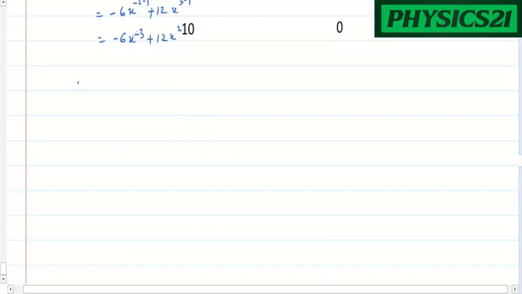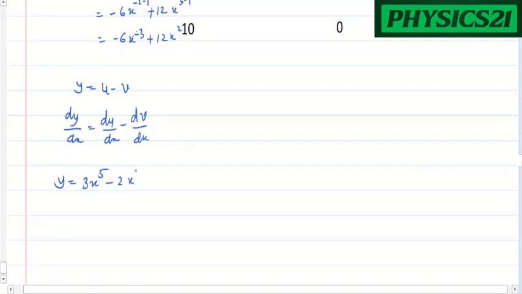As we discussed in the previous video, the fifth basic rule: if y is equal to u minus v, where u as well as v both are functions of x, then the derivative dy divided by dx is equal to du divided by dx minus dv divided by dx. For example, I will discuss only one example to explain this. We have to differentiate y is equal to 3x raised to power 5 minus 2x raised to power 2.